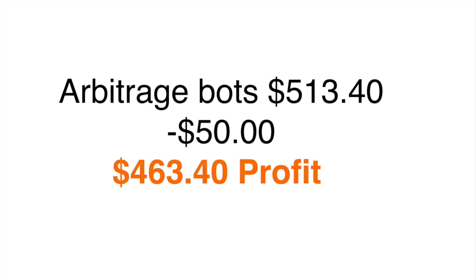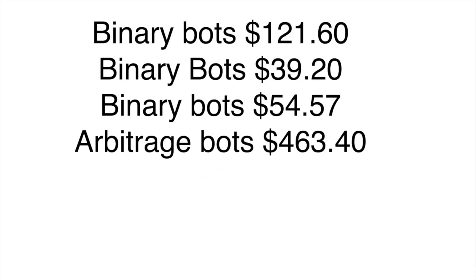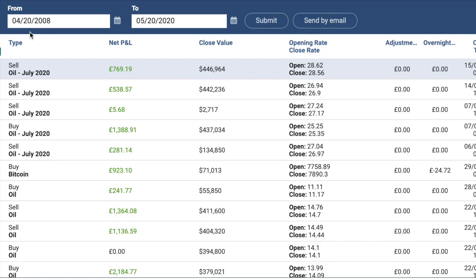And that gives me a profit of $463.40. So let's add that to the profit for this month. So now we've got the binary bots, 121.60, some more binary bots there, 39.20, some more binary bots, 54.57, the arbitrage bots, $463.40.